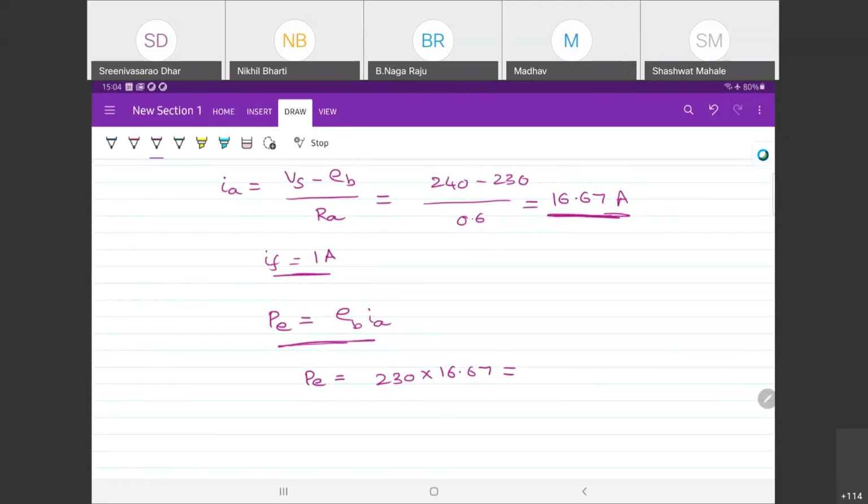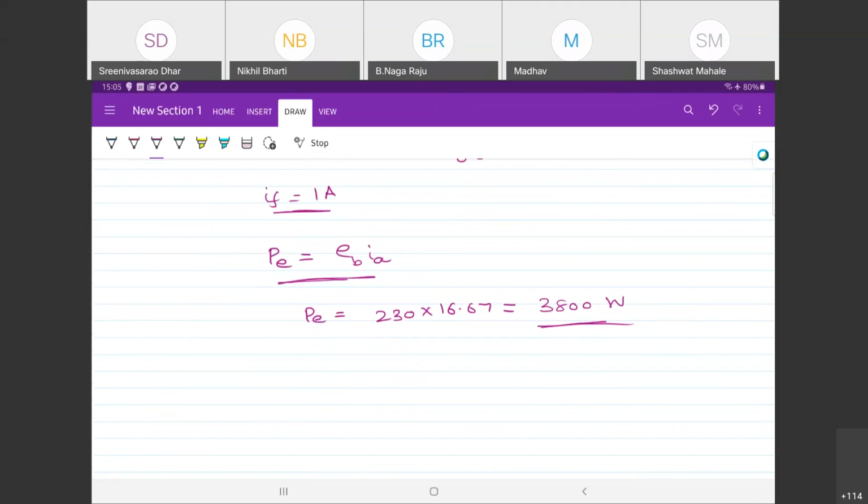3834 watt. So roughly you will get 3,800, right? Agree? This is correct? 3800 watts, right? Clear?